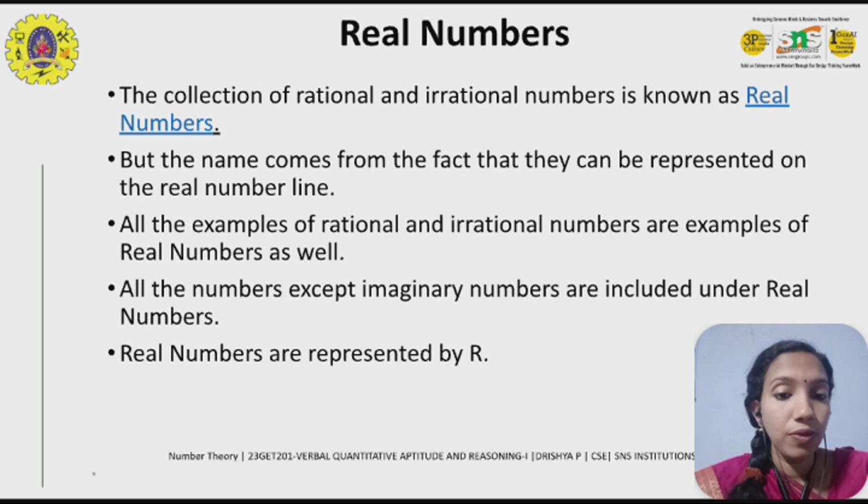The next type of number is imaginary number. That we also studied in your earlier classes. Imaginary numbers are included in complex numbers. We can represent it in a plus ib format. We will explain it later. Real numbers are represented by R. That's all about real numbers.